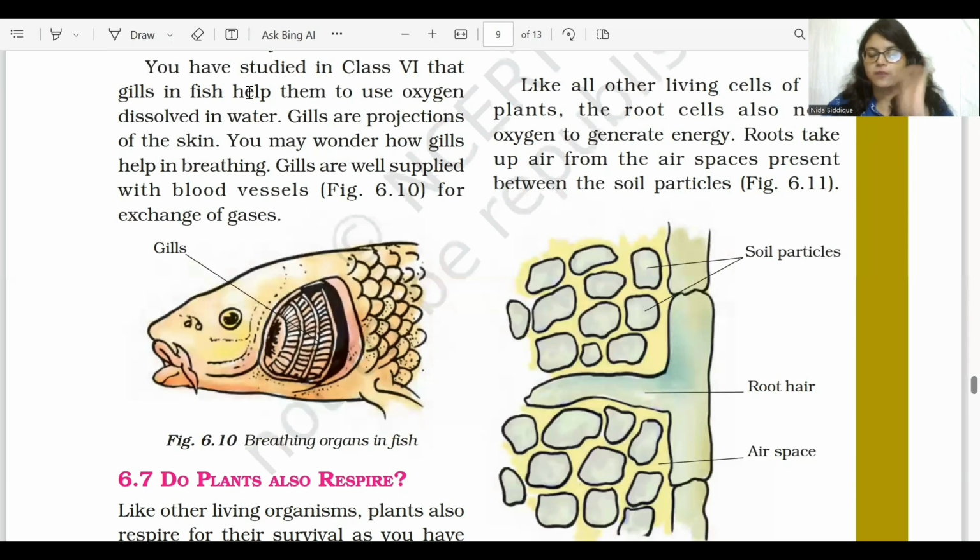So let's look at this diagram and understand this. This is a root hair. In our plants, roots have very thin and fine root hairs projecting from them. One root hair is shown here in this diagram, and these are the soil particles. You can see that between these soil particles there are air spaces present. So the root hair will take up the oxygen from this air present between the soil particles. They take up oxygen, break down the food, produce energy, and give out carbon dioxide.